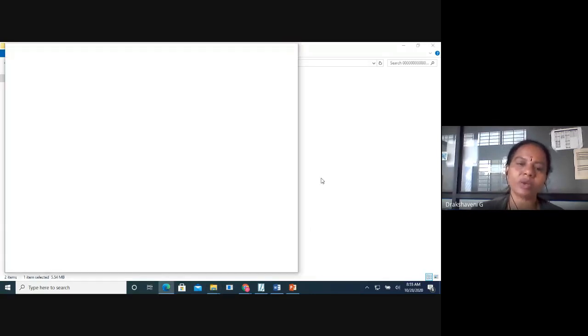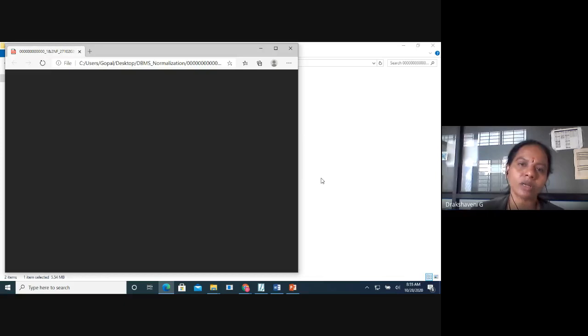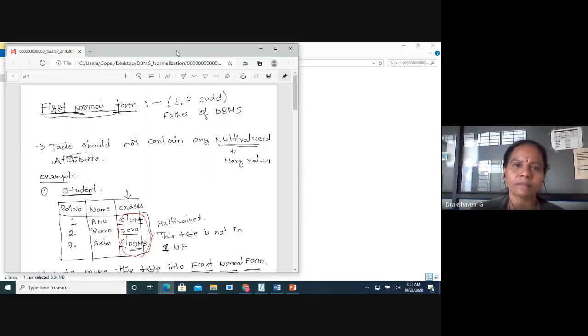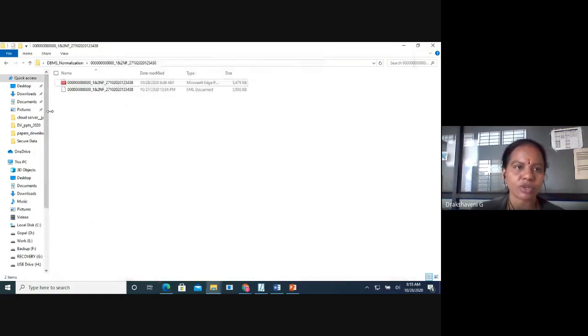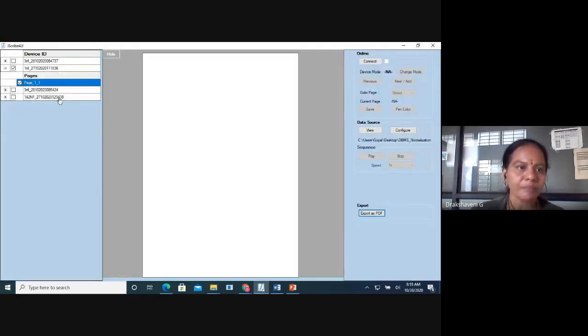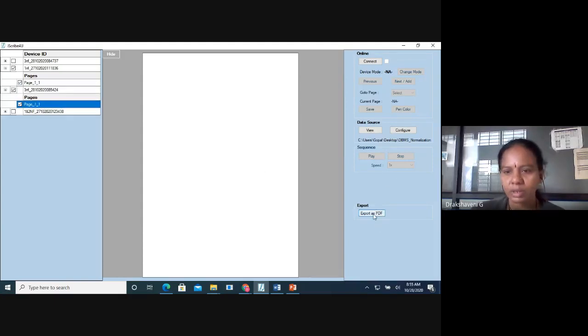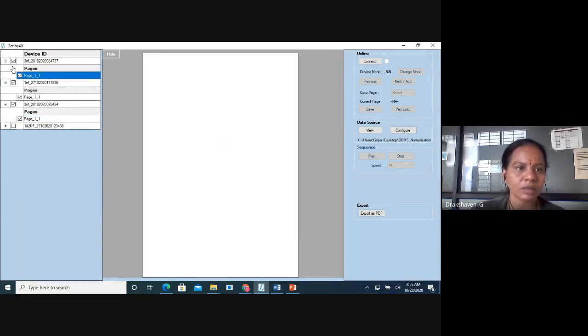Yeah, it's opening, 1 second. Okay, this was first normal form. Let me open all. First and second were there in that. And today's, this is not converted. This is also not converted. Let me convert and open again. So this one should be, this we don't want. 2NF, 3NF. Okay.